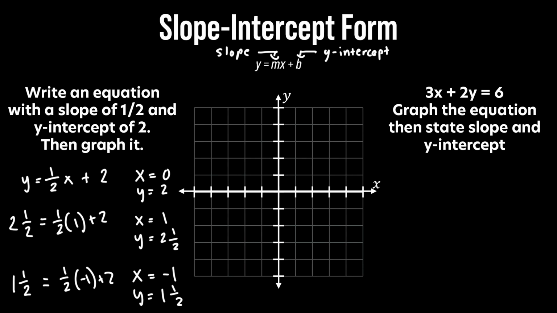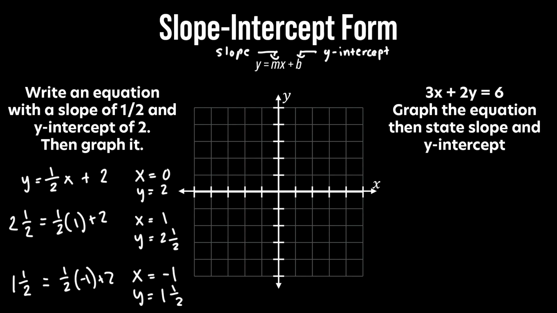The second problem, we have 3x plus 2y is equal to 6. Graph the equation, then state slope and y-intercept. This equation is in standard form, and it's harder to graph it if it's not in the slope-intercept form, like y equals mx plus b. So to transform it into slope-intercept form, all we have to do is isolate the y on one side of the equation. In this case, I'll choose left. So how would we do that?